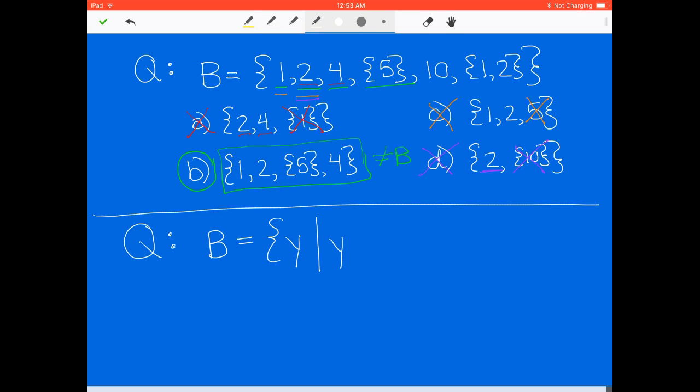So, y is an integer and y has to be greater than 0. So a positive integer is an integer greater than 0. Remember, 0 is not negative or positive, so we can't include it in there. So we can't say y is greater than or equal to 0.